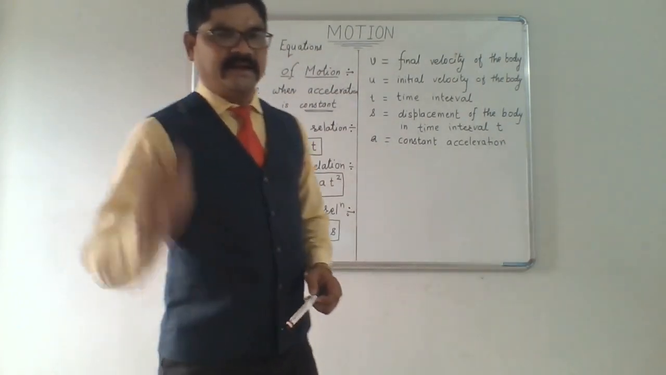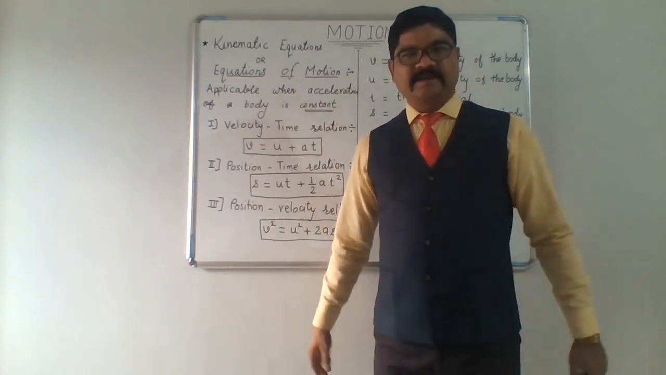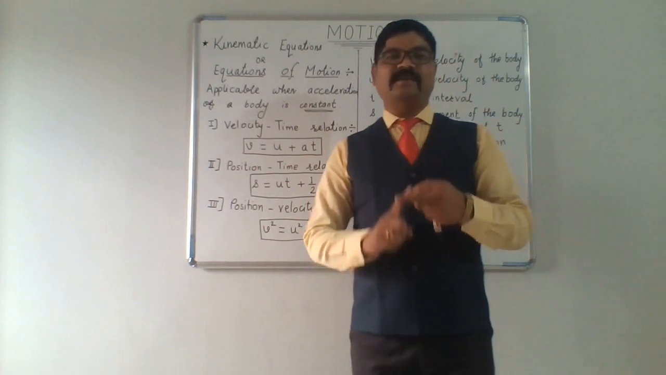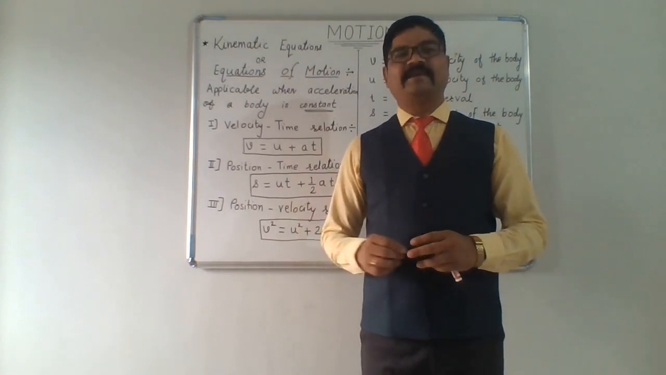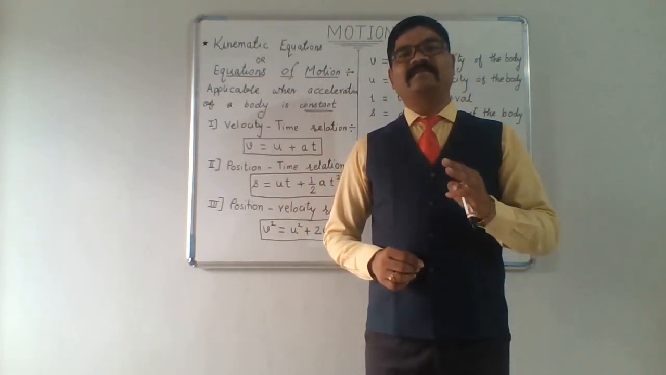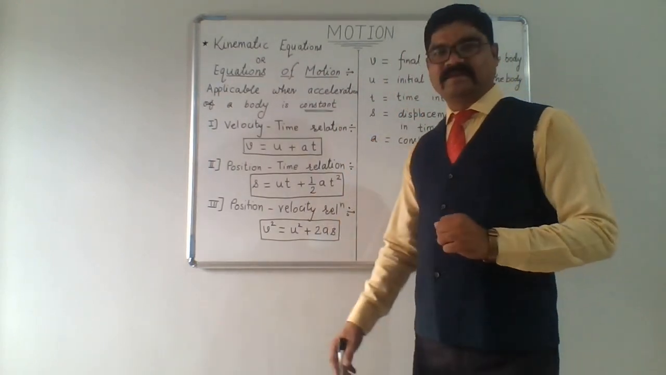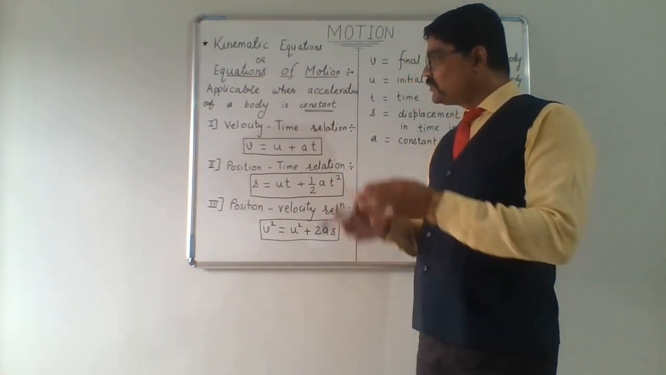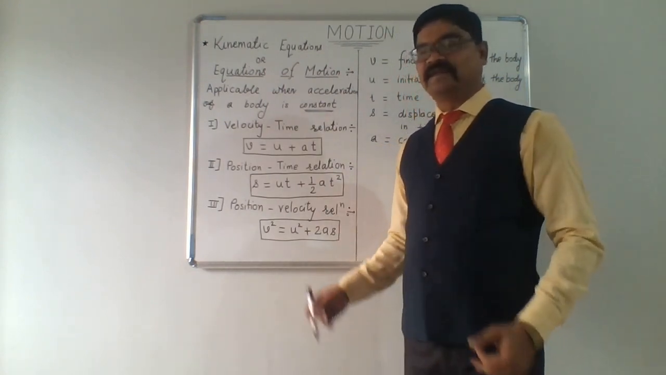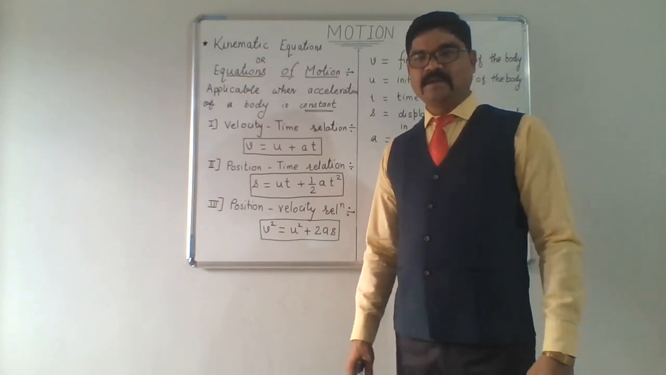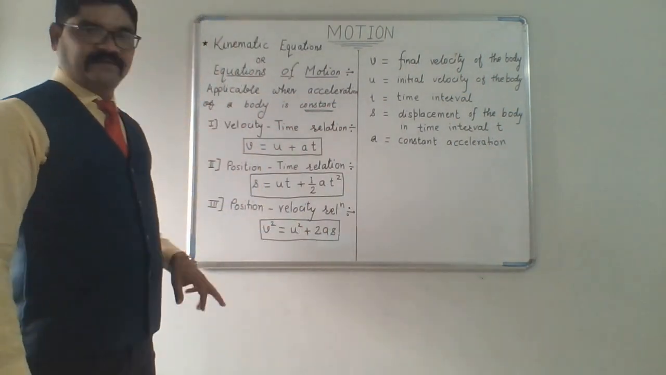So these are the terms involved in the three kinematic equations. Once again, if someone asks you the kinematic equations, you should mention that V equals U plus AT, S equals UT plus half AT square, and V square equals U square plus 2AS. These are the three kinematic equations that we are going to apply in different situations. Now let us solve some numericals based on the three kinematic equations.